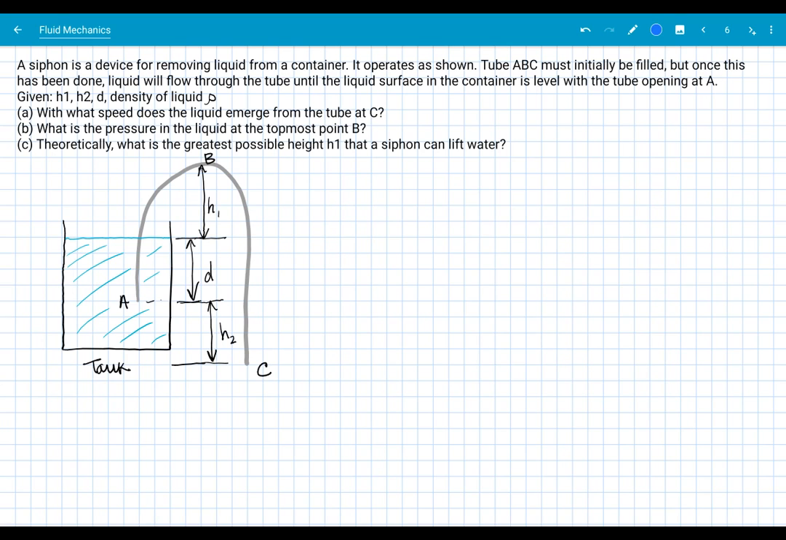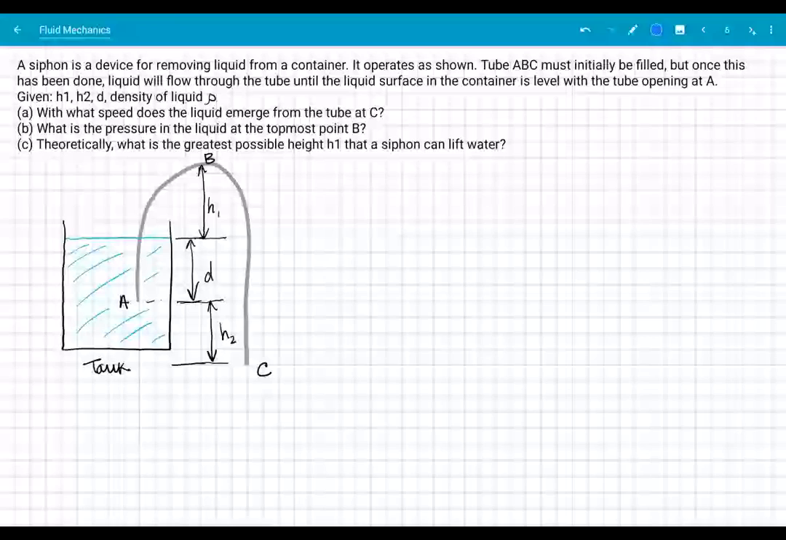All right, we have here another fluid dynamics problem. I like this problem because it has practical implications and it's fairly common in the world, and that is that it's a siphon, which I define here as a device for removing liquid from a container. So siphons are kind of a cool thing to understand, and Bernoulli applies to them, of course, in a really cool way. And in this particular problem, we're given this tank of some kind of liquid.